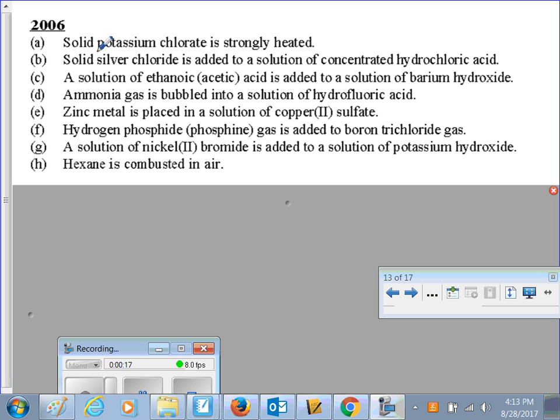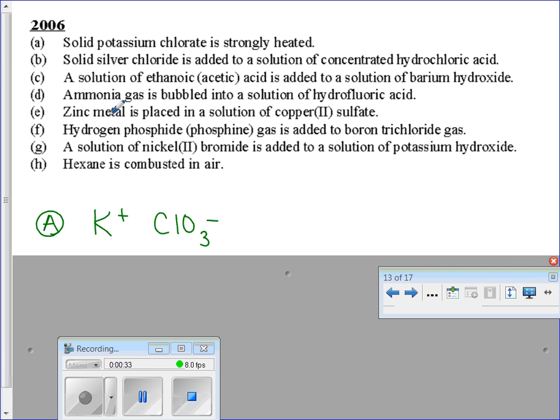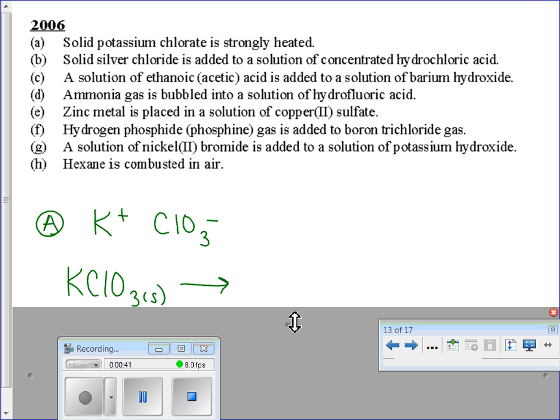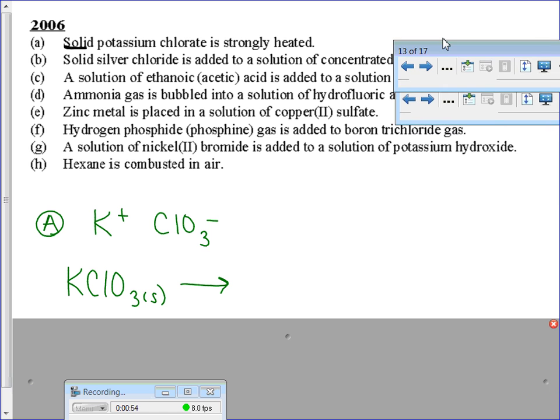If solid potassium chlorate is strongly heated, you have to predict one, what the products are, and two, what their states of matter are, so that you can write a complete and a net ionic equation. The first thing I would do is figure out what ions I'm talking about. I have potassium, which is a +1 charge, and chlorate, which is a -1 charge. When you make that formula, you're going to have KClO3. The charges will cancel. And it says right here in the problem, solid. So I can go ahead and assign that compound a solid state of matter.